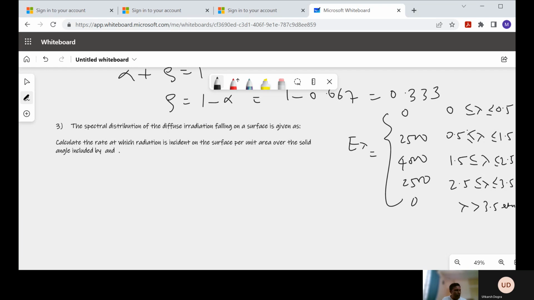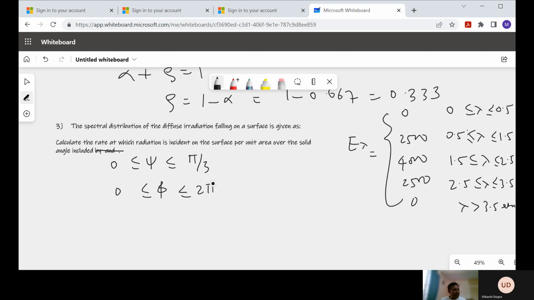Okay, now we wanted to find out, also here, calculate the rate at which the radiation is incident over the solid angle included by psi from 0 to pi by 3. So psi is varying between 0 to pi by 3, whereas phi is varying between 0 to 2 pi. So for this case we have to calculate the rate at which the radiation is incident on the surface per unit area.